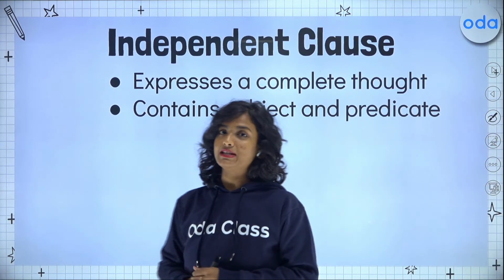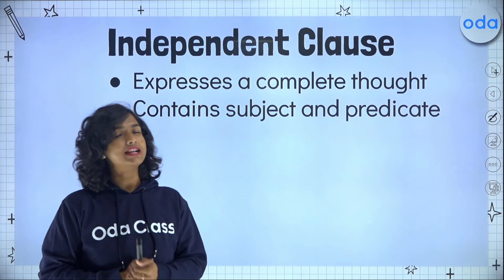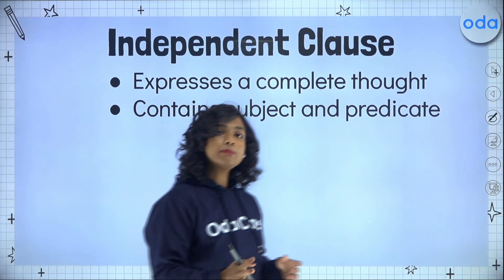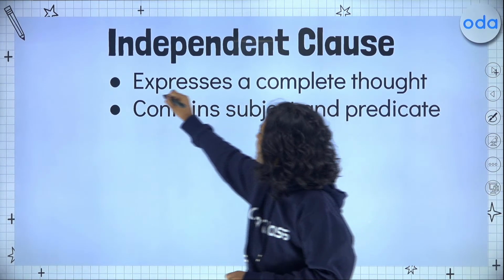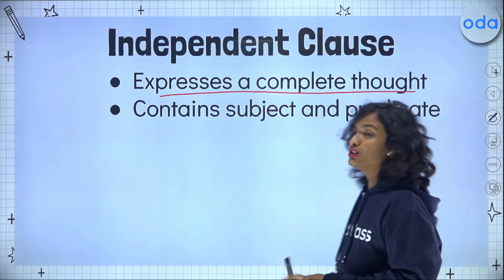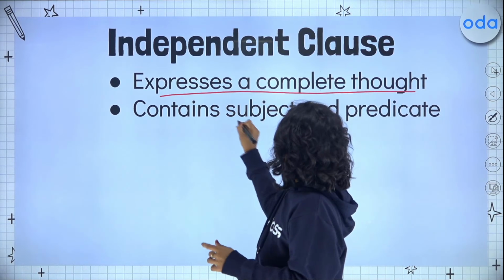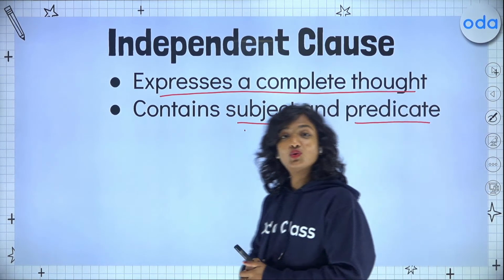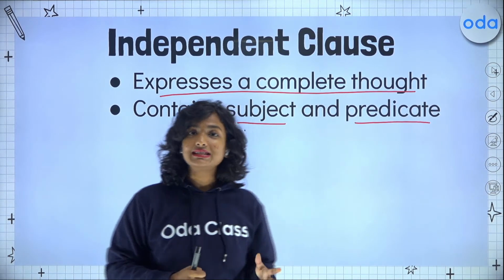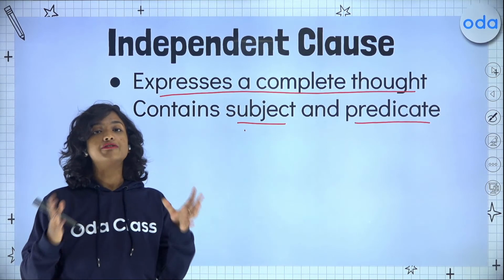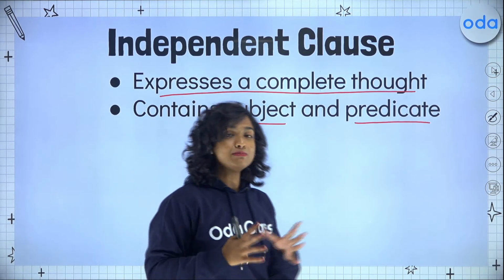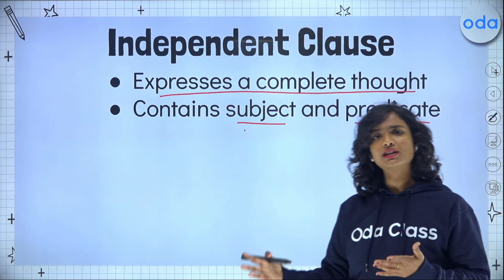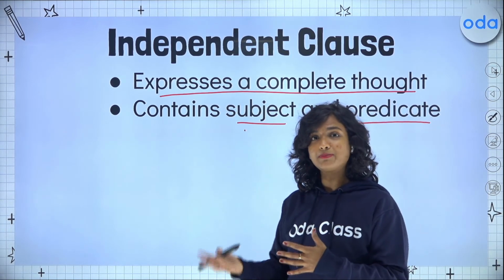Starting off with independent clauses because you all already know these. So independent clauses express a complete thought. So they contain both the subject as well as the predicate. What does this mean? It means that independent clauses are full sentences. And it means that they express the entire thought that is meant to be conveyed.